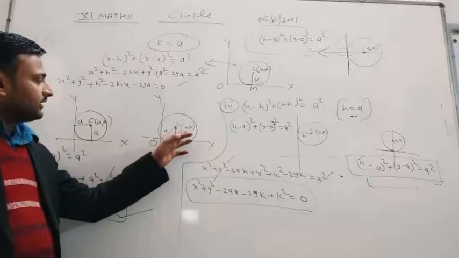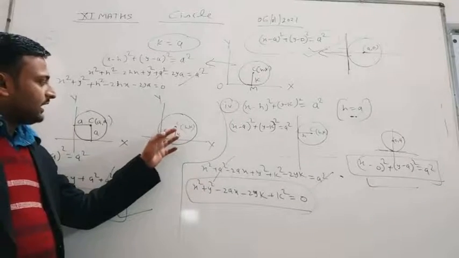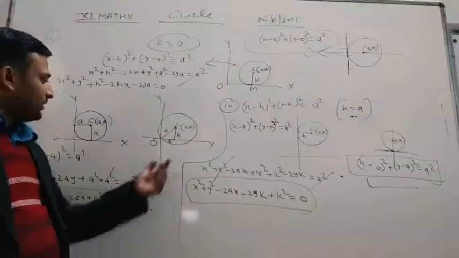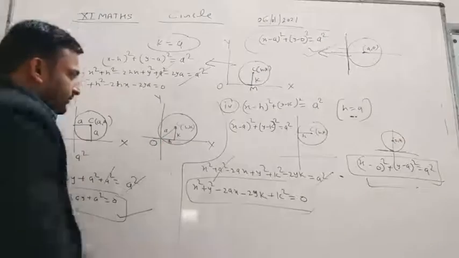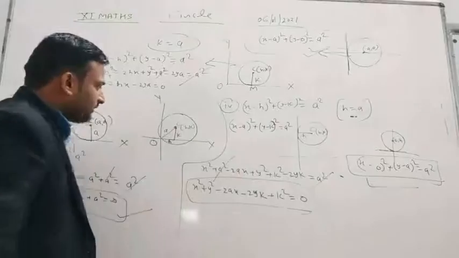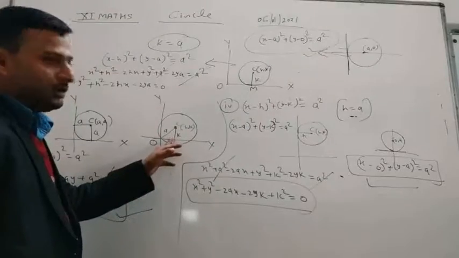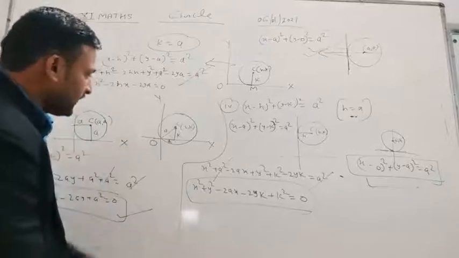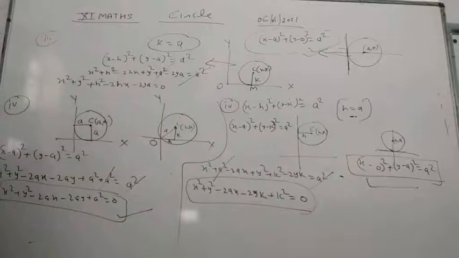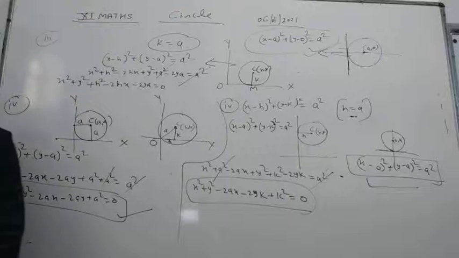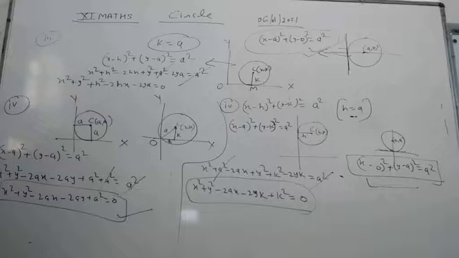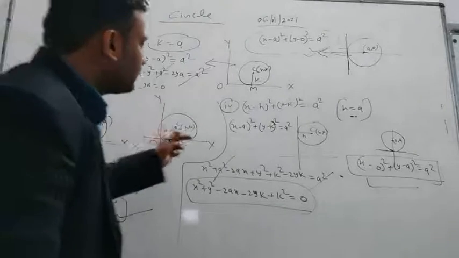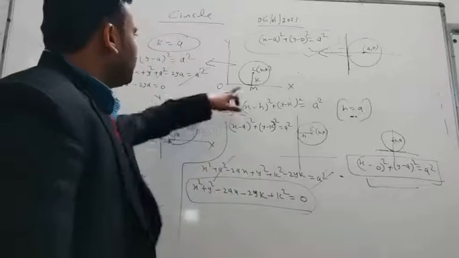Student, this is our h, this is k, and here is a. So our equation of circle will be (x minus h) whole square plus (y minus k) whole square is equal to a square, and a square is h square plus k square. Okay, so that will be our equation. And third case is when the circle touches the x axis.